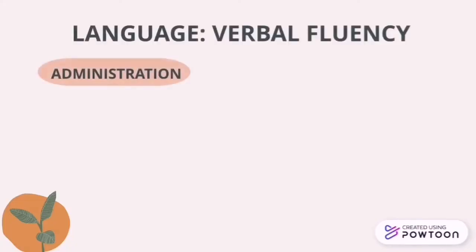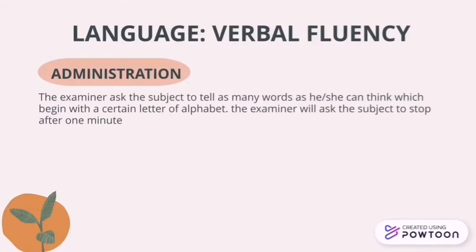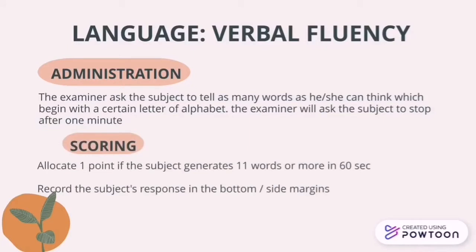For verbal fluency, the examiner will ask the subject to tell as many words as he or she can think of which begin with a certain letter of the alphabet. The examiner will ask the subject to stop after 1 minute. Give 1 point if the subject generates 11 words or more in 60 seconds, and record the subject's response in the bottom or side margins.